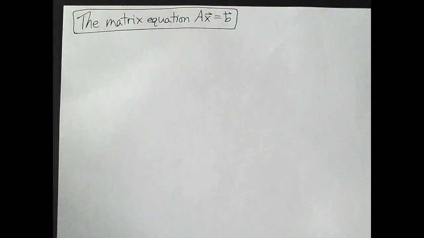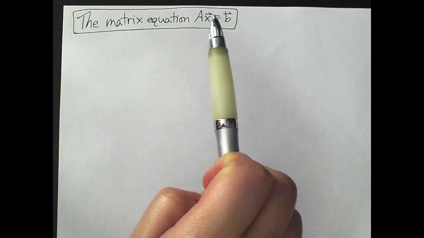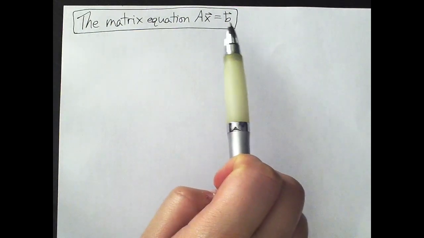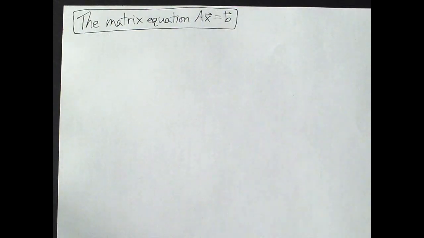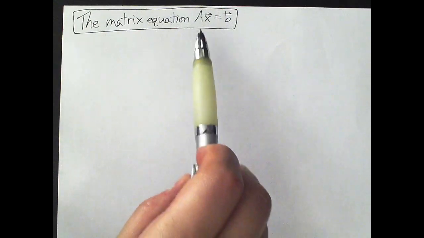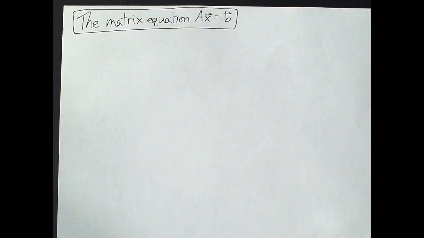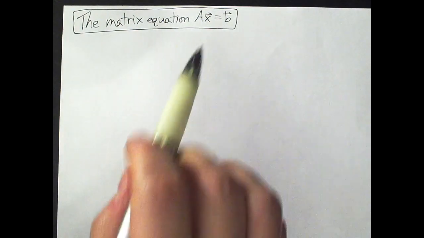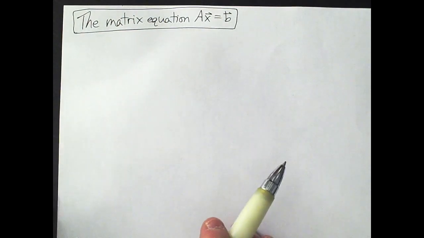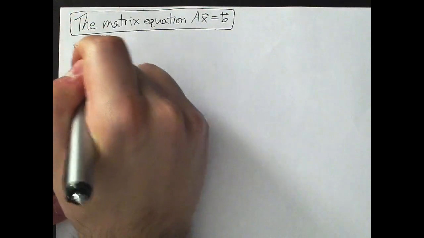Okay, so let's go ahead and see what we can do. The matrix equation AX equals B. I'd like you to notice which ones have the vector symbol above them. It's the X and the B. So X and B are vectors. A does not have anything, there's no symbol above the A. We often use the letter capital A to represent a matrix.